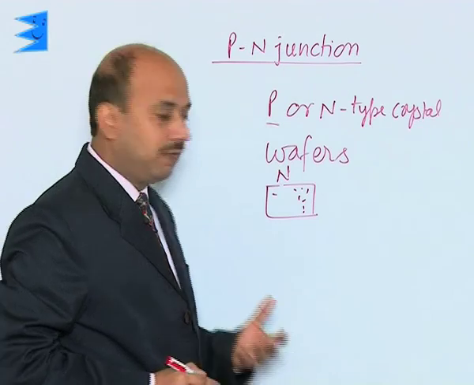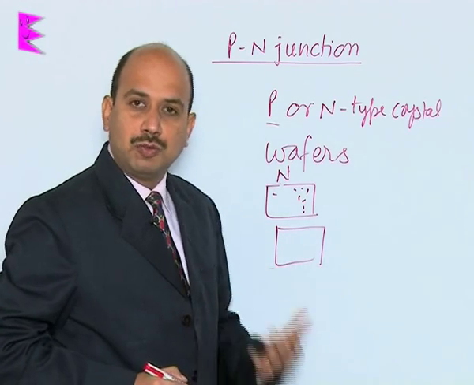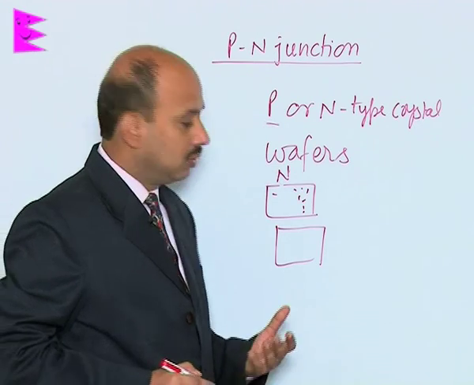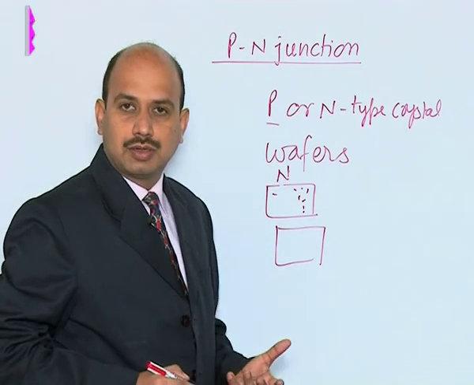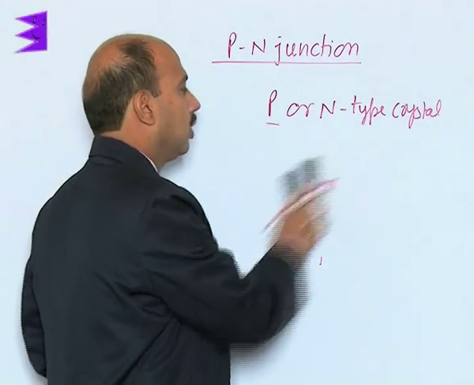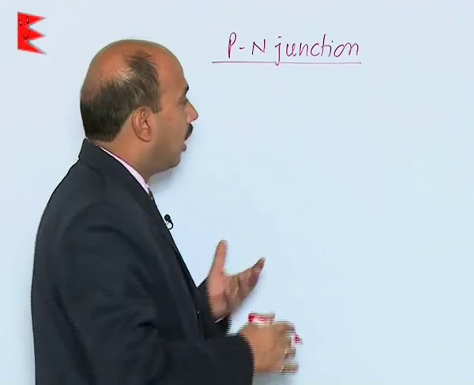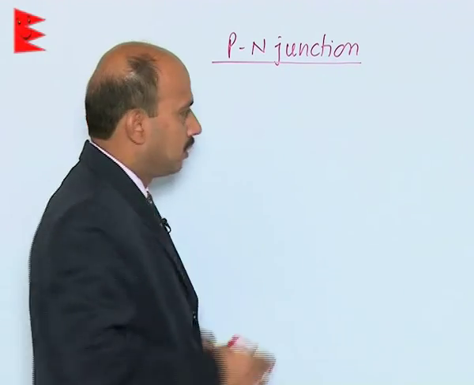Another way is, if you have taken the p type and diffuse phosphorus into this at high temperature, then you will get the n type semiconductor. In this way we form p and n type semiconductors. So now let us study in detail how the p-n junction is formed.